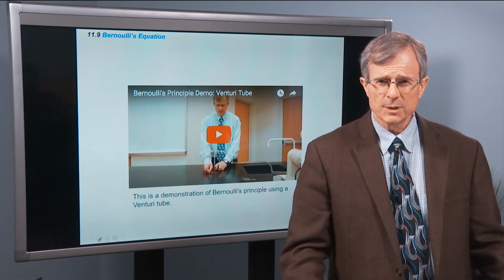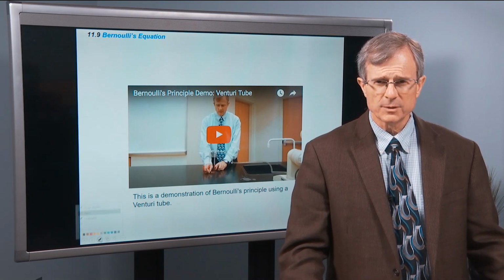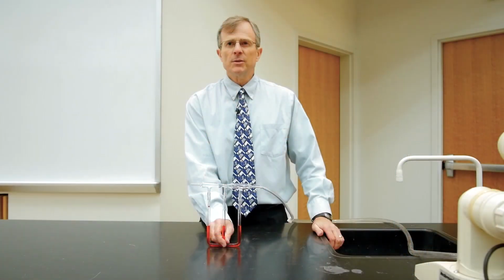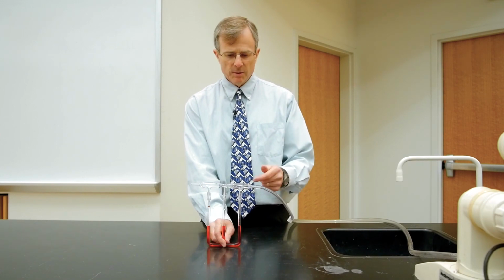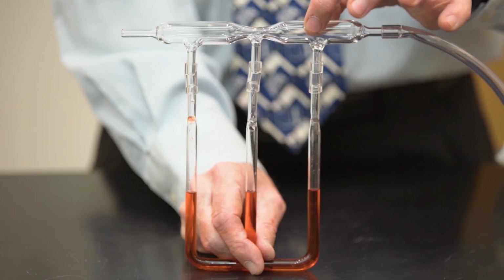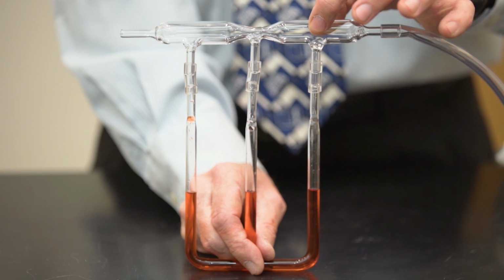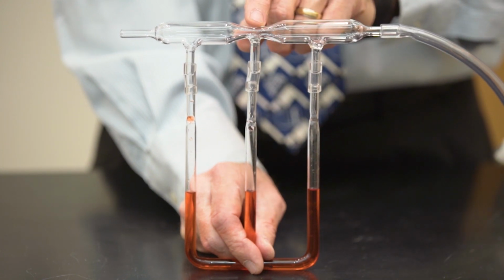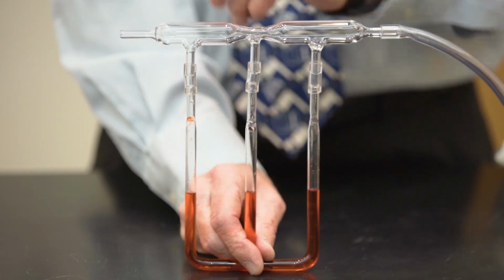Okay, if you still don't believe me, here's a demonstration. This is a Venturi tube. I've got a source of air that'll come in to this side of the tube. It'll pass through this region where the tube is wide, and then here where the tube is quite narrow, and then back to wide again.